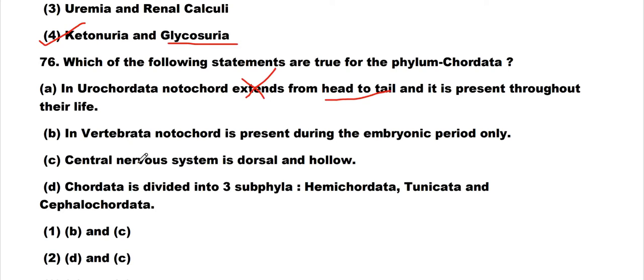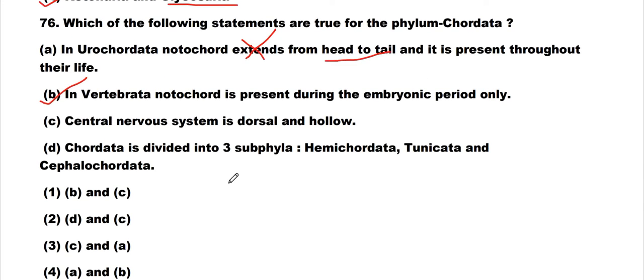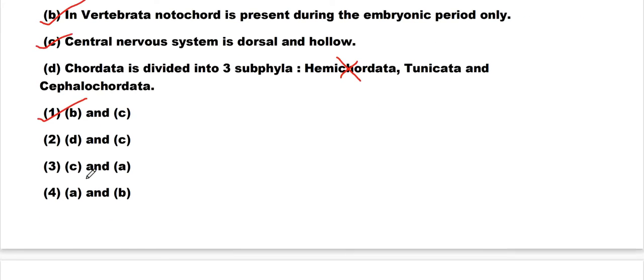Next, in Vertebrata, notochord is present during the embryonic period only. Yes, correct. Later, this is replaced by vertebral column. Correct. Central nervous system is dorsal, hollow and tubular. This is a character with which we can differentiate non-chordates and chordates. So this is correct. Next, Chordata is divided into 3 subphyla. Yes, Hemichordata does not come under phylum Chordata. This statement is wrong. So correct statements for this are B and C. So the correct answer will be 1.